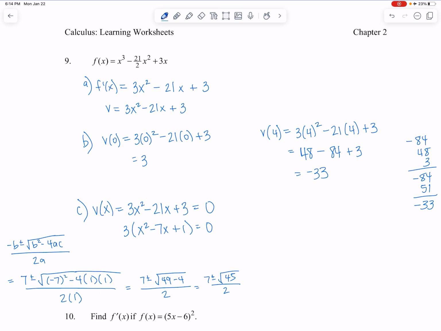45 is 9 times 5, so 7 plus or minus 3 root 5 over 2. That's where I'm going to leave it. So we have x equals 7 plus 3 root 5 over 2 and 7 minus 3 root 5 over 2. You could throw this through your calculator and get a better estimate, but that's what we wanted. And I feel like if this had been 30x, we would have come out with nice clean numbers, but we made do with what we have.